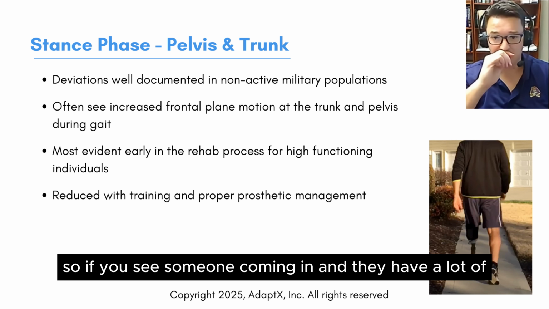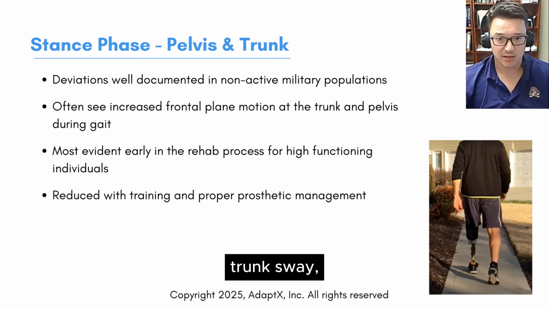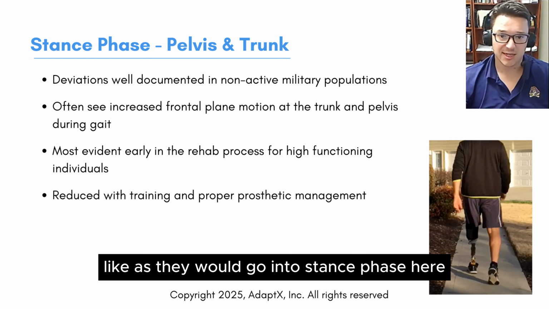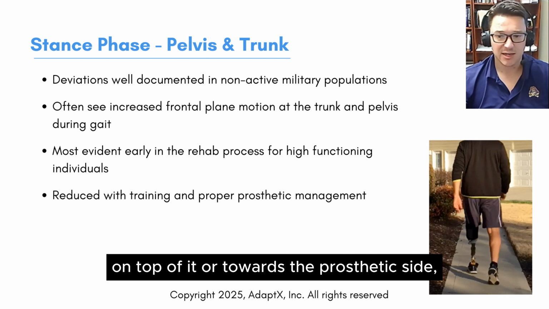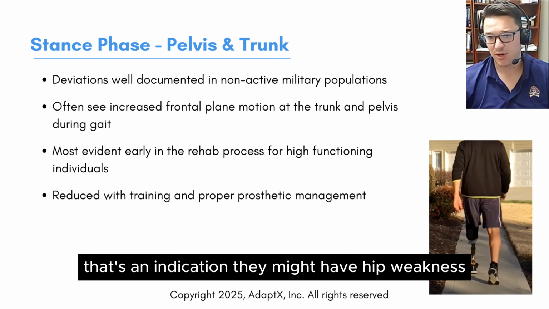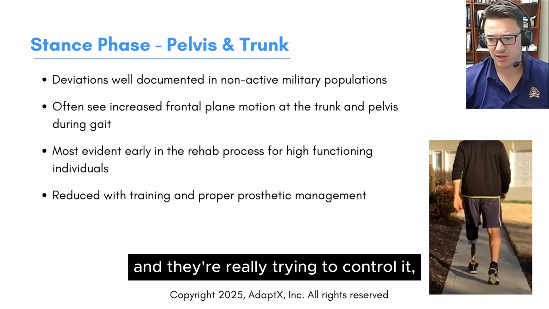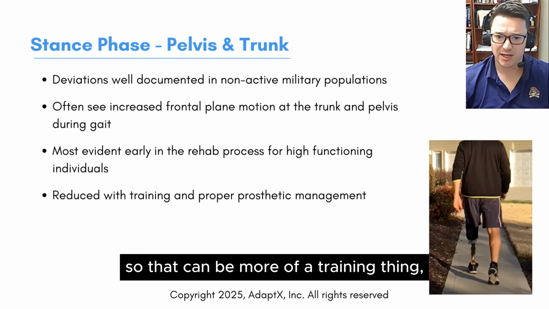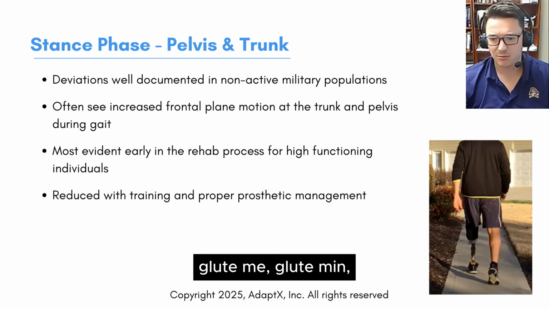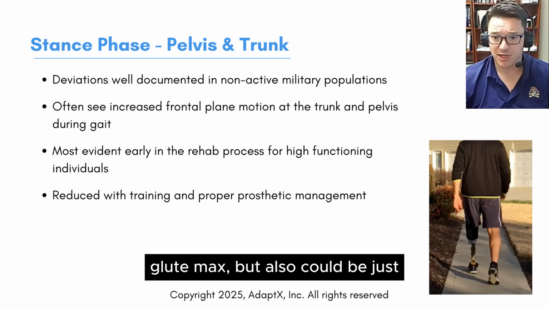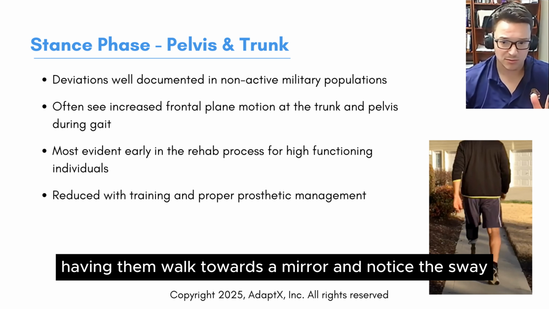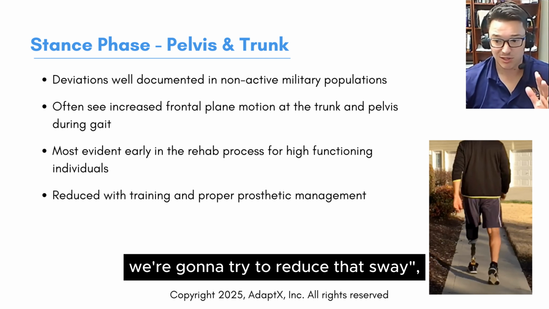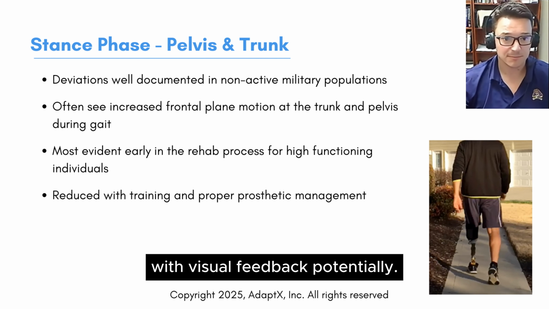So if you see someone coming in and they have a lot of trunk sway, like as they go into stance phase here, you see them swaying their trunk over on top of or towards the prosthetic side. That's an indication they might have hip weakness, or they just don't trust their prosthesis and they're really trying to control it. So that can be more of a training thing. It may be a strength issue, glute med, glute min, glute max, but it could also be just a neuromotor training piece to help them avoid trunk side to side sway, like having them walk towards a mirror and notice the sway and say, okay, we're trying to reduce that sway with visual feedback potentially.